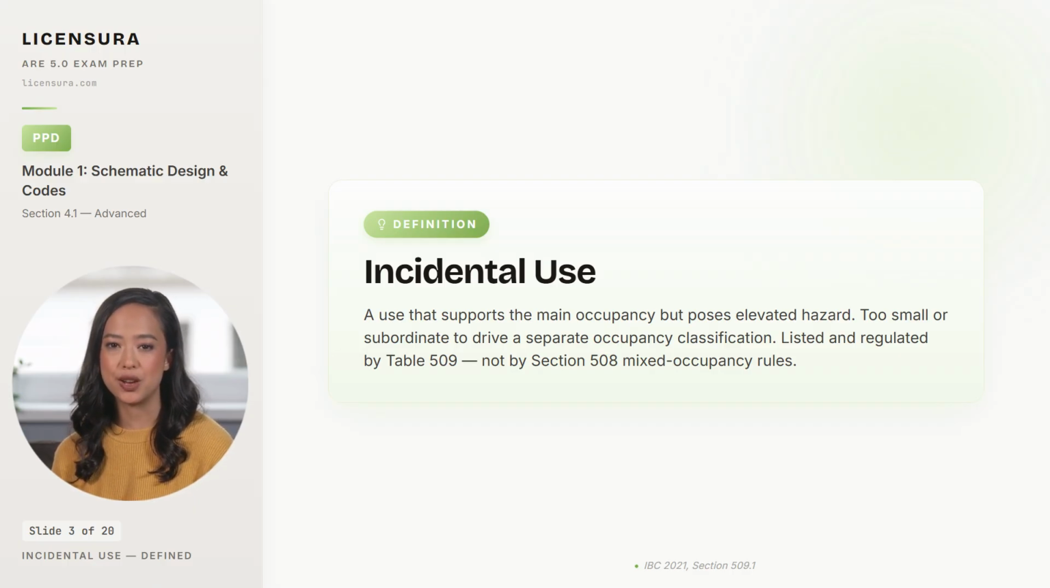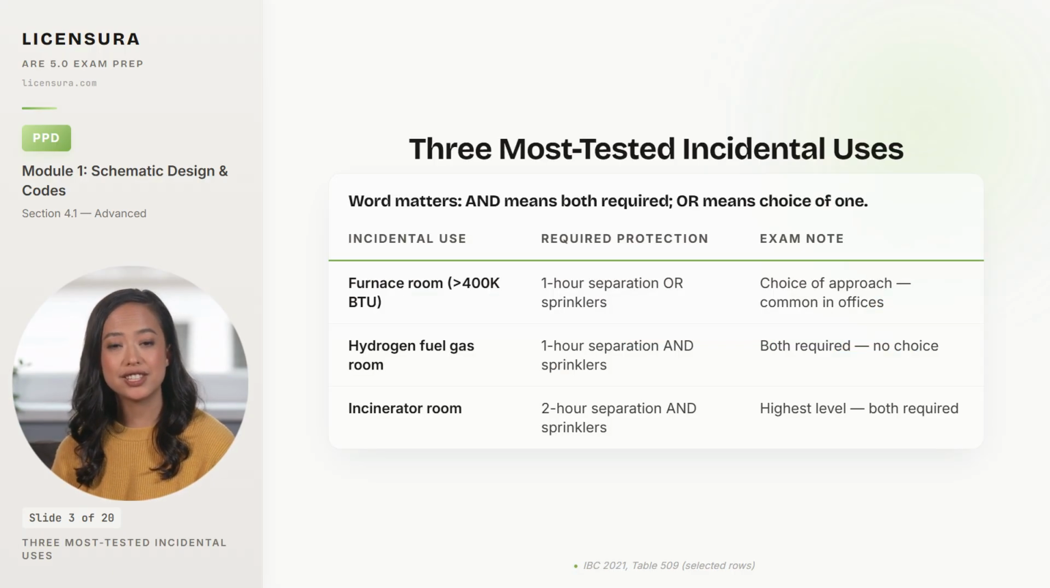These rooms are too small or subordinate to be classified as their own occupancy under the mixed occupancy rules of Section 508, so the IBC carves them out and handles them separately under Section 509 and the specific list in Table 509. Confuse the two and you draw the wrong barrier, fail the exam question, and have to redraw the plan for permit review. Here are the three incidental uses that show up repeatedly on exam scenarios. Three incidental uses cover 90% of exam questions on this topic.